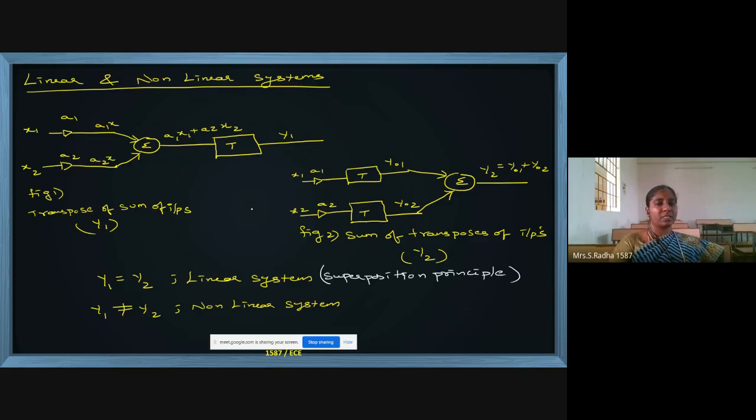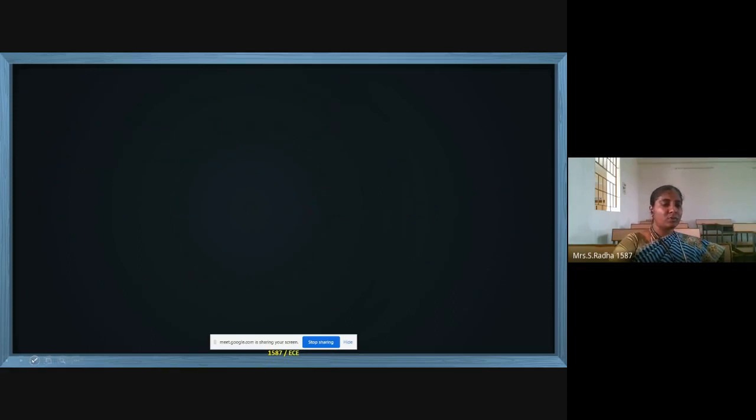The diagrams represent that, and these two should be equal: transform of sum of inputs should be equal to sum of transforms of inputs. Now I will go with the two problems in linear and non-linear systems. From the previous theory, you have to remember that only the superposition principle is followed in linear systems.